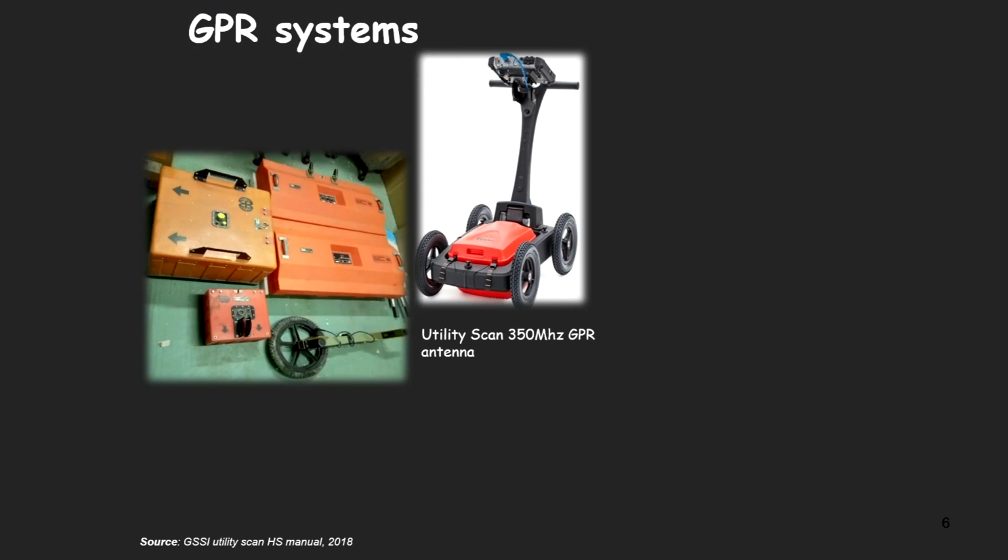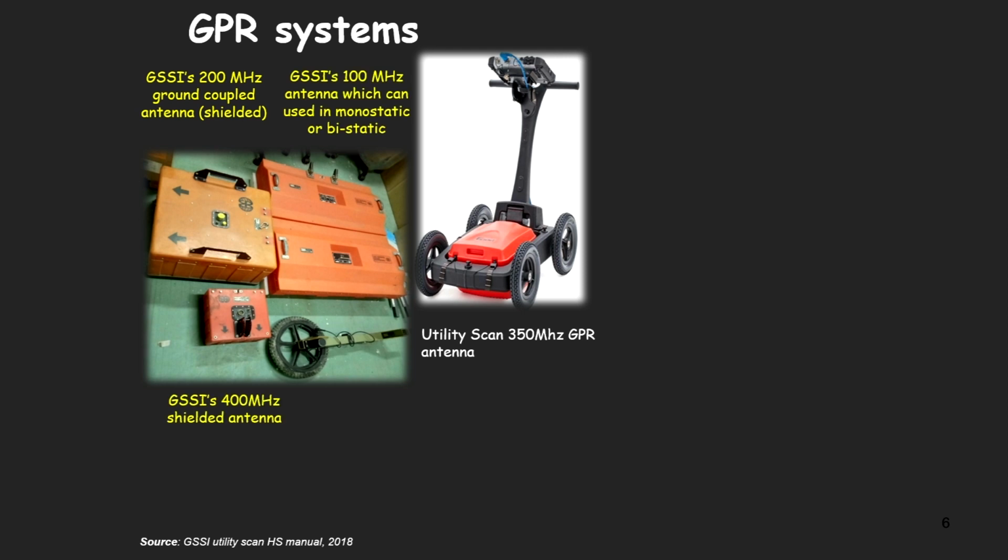The systems we have, mainly for utility scans and all that, include the 350 megahertz GPR antenna, then we have 400, 200, 150 and then 100 megahertz antennas. This is the 100 megahertz antenna, and then we also use the odometer. This is also an important part, because it measures the distance, and in this cart the odometer has already been connected to one of the wheels.